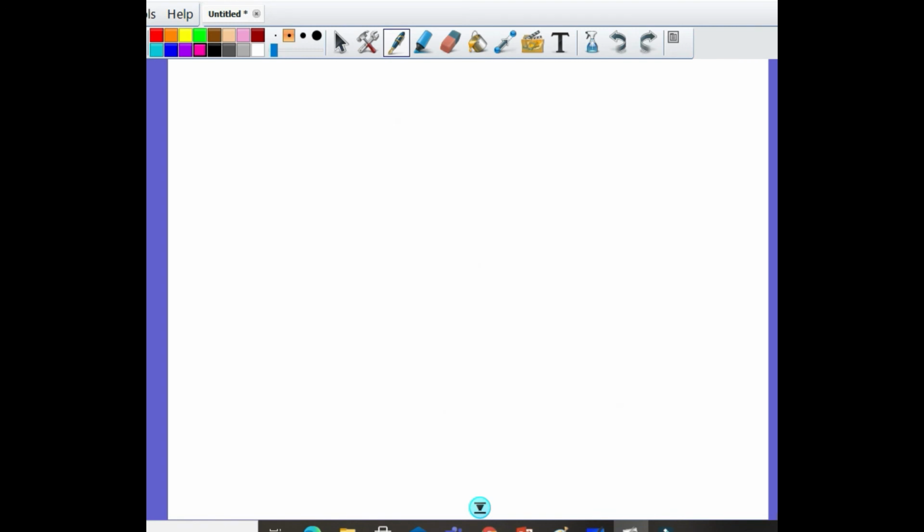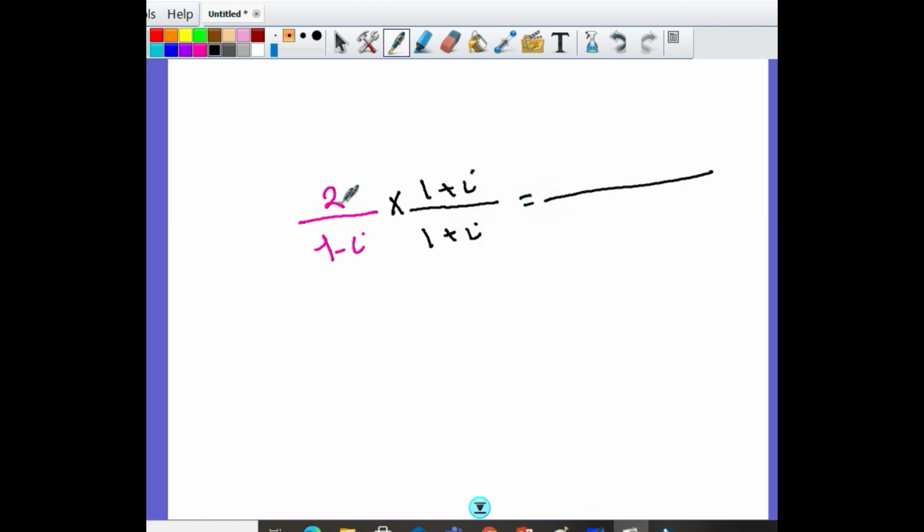طب اخر بارت عندي هنا اللي هو الكونجيجيت. طب انا لو عندي 2 over 1 minus i to remove or to make the denominator the whole number up or down times its conjugate 1 plus i divided 1 plus i. 2 multiply 1 plus i, 2 1 plus i over.